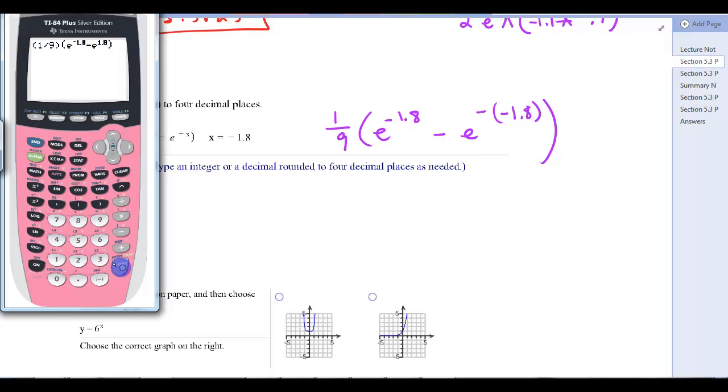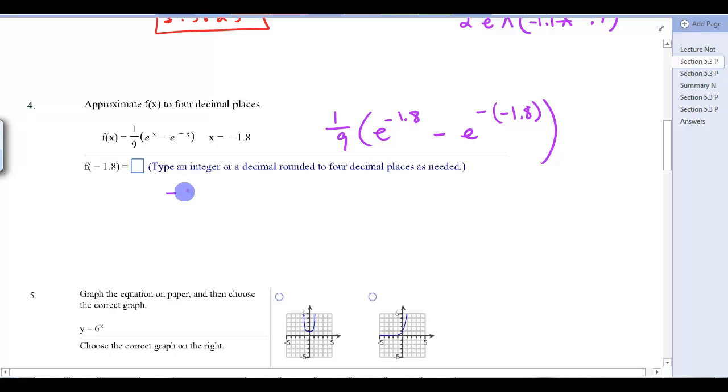All right, so hit enter, and it says to round to 4 places, so that's going to be 0.6538, and it is negative. So we will have negative, that one's red, negative 0.6538.